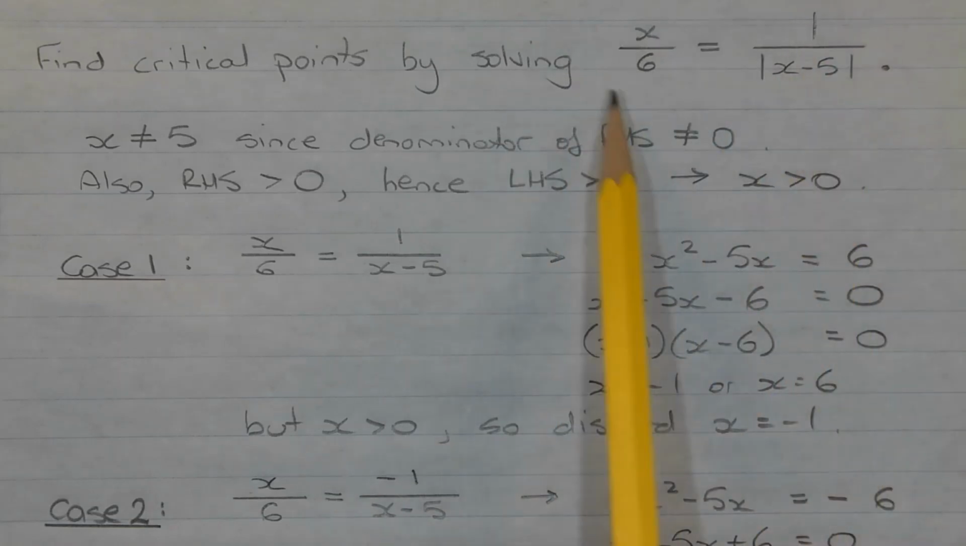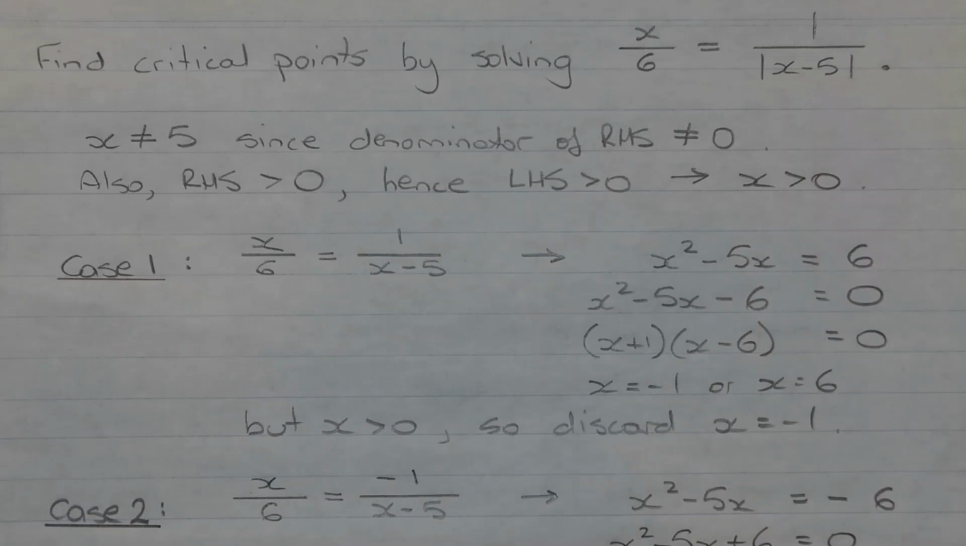Now, because we're solving an equation involving an absolute value, this gives rise to two cases. We have a positive case and a negative case. Let's consider the positive case, case 1. x over 6 equals 1 over x minus 5. By cross multiplication, we can form the equation x squared minus 5x equals 6. Moving the 6 over to the left hand side forms a monic quadratic equation x squared minus 5x minus 6 equals 0. That factorizes to x plus 1 times x minus 6 equals 0, and by the null factor theorem, x equals negative 1 or x equals 6.